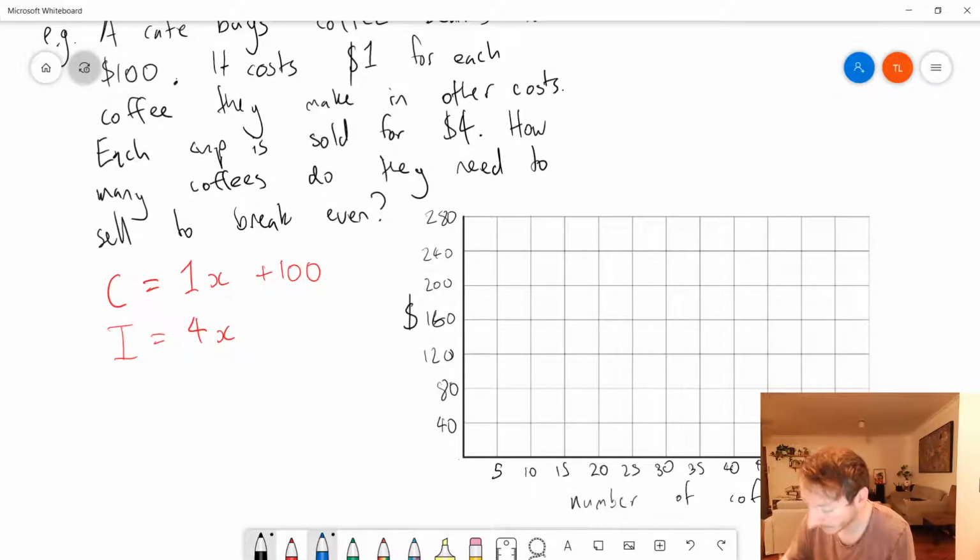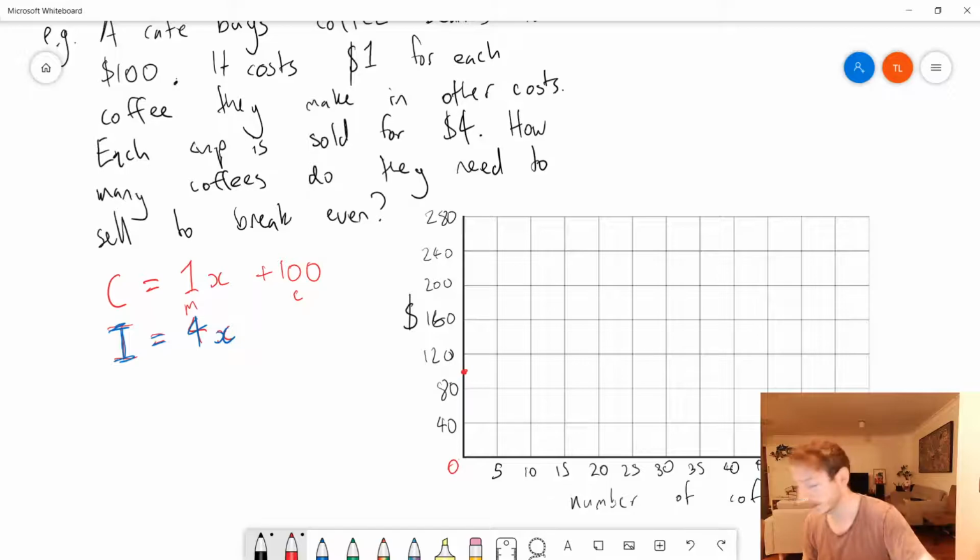I might write income in blue, just so we've got our two different colours for the two different graphs. C equals 1x plus 100. Remember, M is gradient, C is initial value. So we come up to 100 as our initial value on the line, because that's where the 0 is, that's initial. Then I need to come along and find the gradient. So for every one I go across, I go up 1.